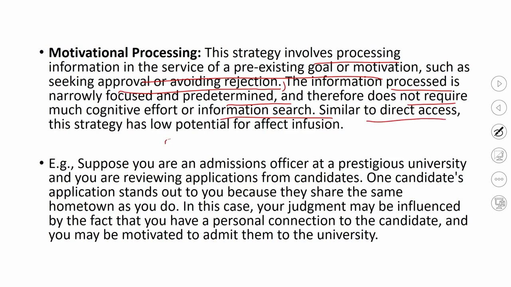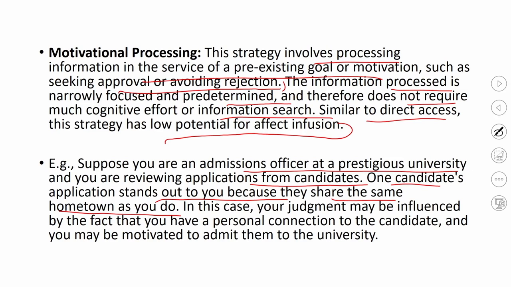Similar to direct access, this strategy also may not be much influenced by the emotional content. Here is an example. Suppose you are an admission officer of a prestigious university and you are reviewing applications of candidates, whom to give admission and so on. So, you are looking at their qualities and criteria and so on. One applicant suddenly stands out to you, different from other candidates, simply because the person comes from your hometown.